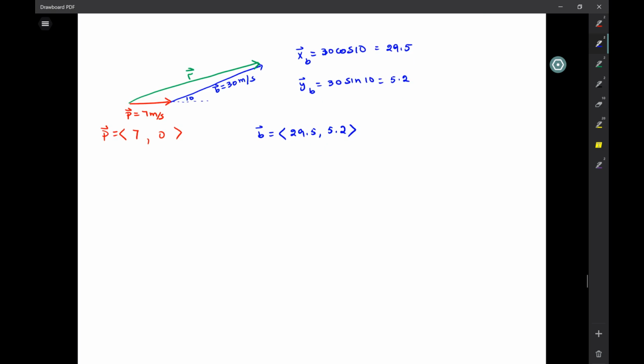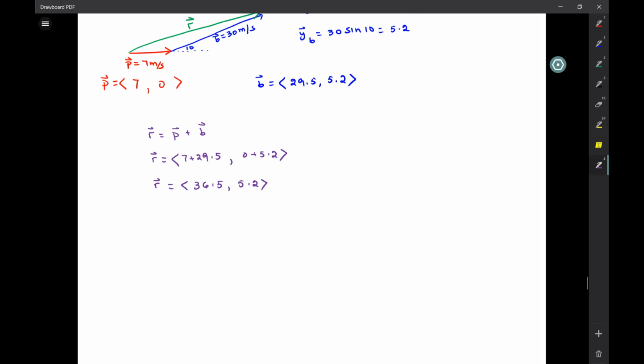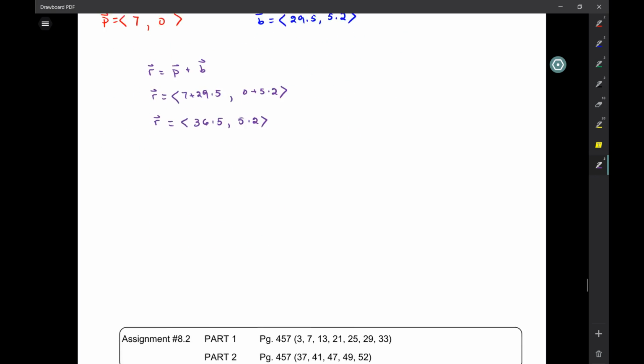Now, how do I write vector R? You have to add them. Good. So it's 7 plus 29.5, 0 plus 5.2. That's 36.5, 5.2. All right, are we done? No, because we want magnitude and direction.